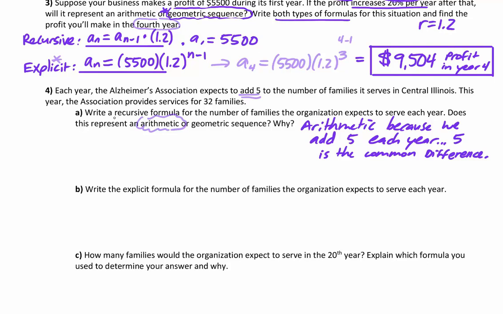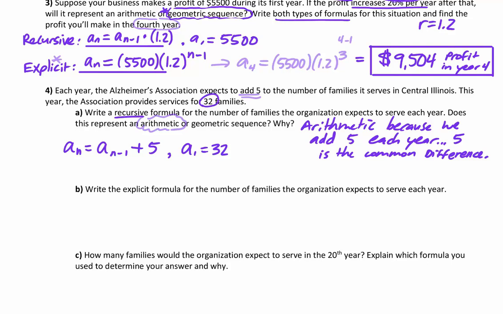So it says write a recursive formula. So we can go ahead and start doing that. a_n equals. And then recursive means how do things relate. So I'm showing the relationship between a_n and a_(n-1). All we're doing to the previous term is adding 5. And I need to know where I was anchored. So the first year, I'm assuming, is the 32 families that they gave me extra information about. So A1 is 32.